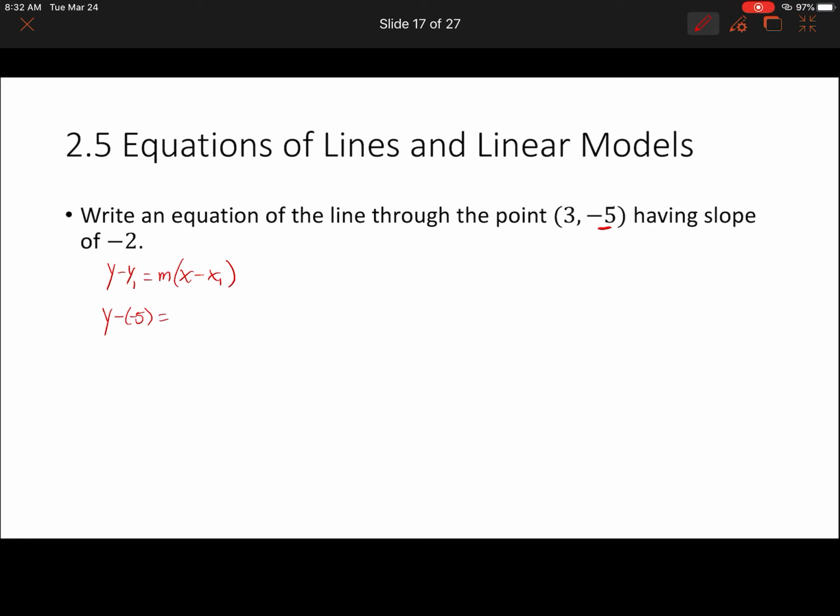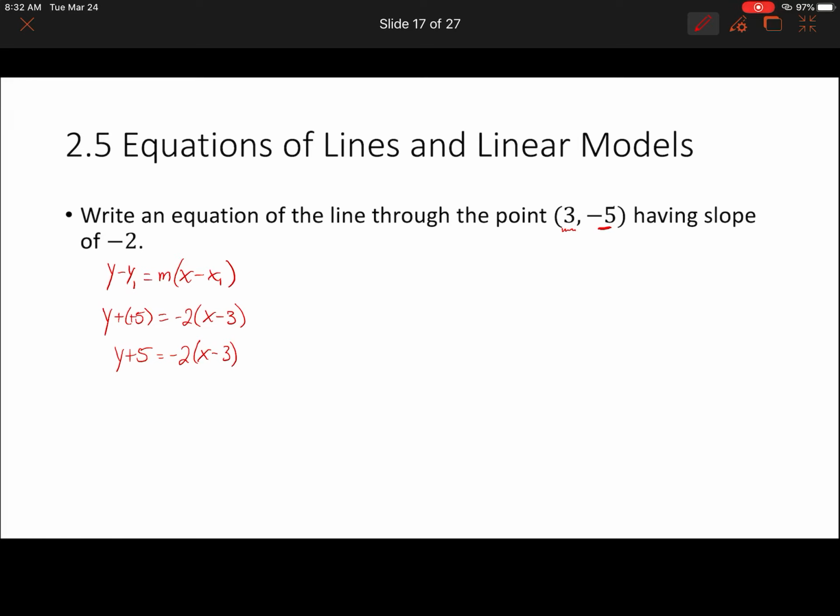So we have y minus our y value, which is -5. So be careful with your sign. And then our m is -2. And then we have x minus x sub 1, which is 3. And then we can clean that up a little bit by making that minus a negative be a positive. And so we have y plus 5 equals -2 times (x minus 3).